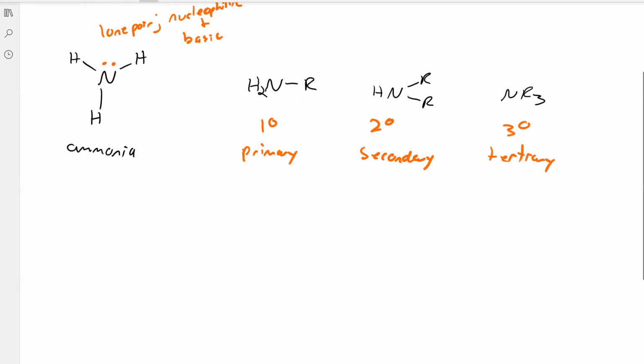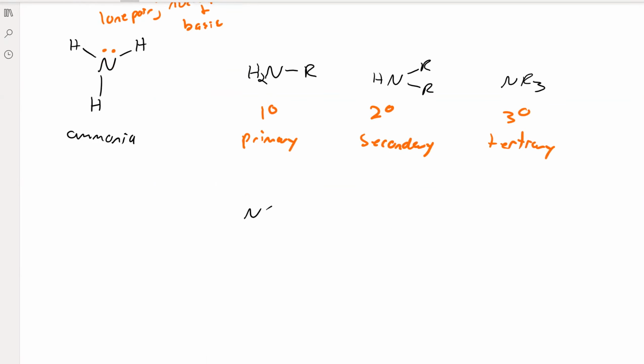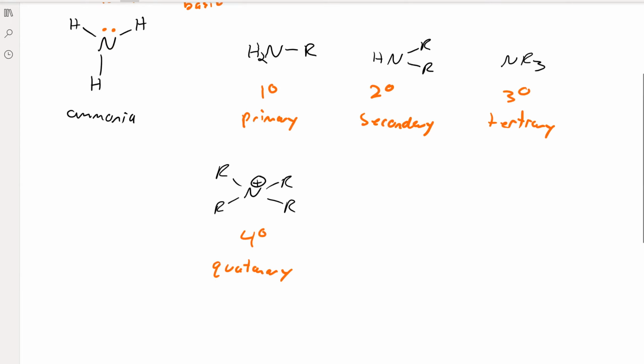And then the cool thing about amines is that we can have four R groups. And then our nitrogen then has a positive charge. And so this is quaternary. And these R groups are obviously not hydrogen. There's usually some kind of alkyl or aryl groups.